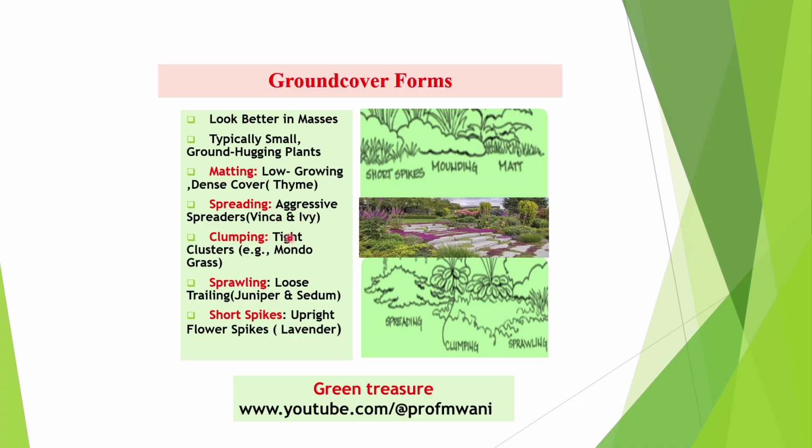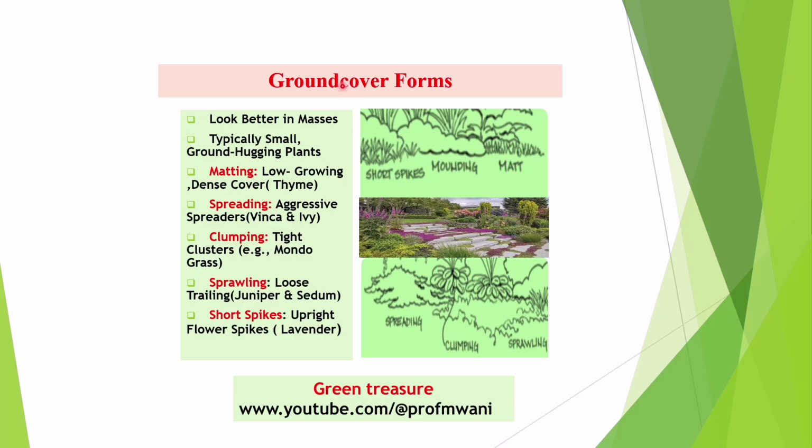Clumping ones have tight clusters, as we have certain grasses, mondo grass there. They are in the form of clumps, a bunch of bushes like. Sprawling will be loose, trailing like juniper and sedum. There will also be short spikes. Short spikes have very small upright flower spikes like lavender, rosemary.